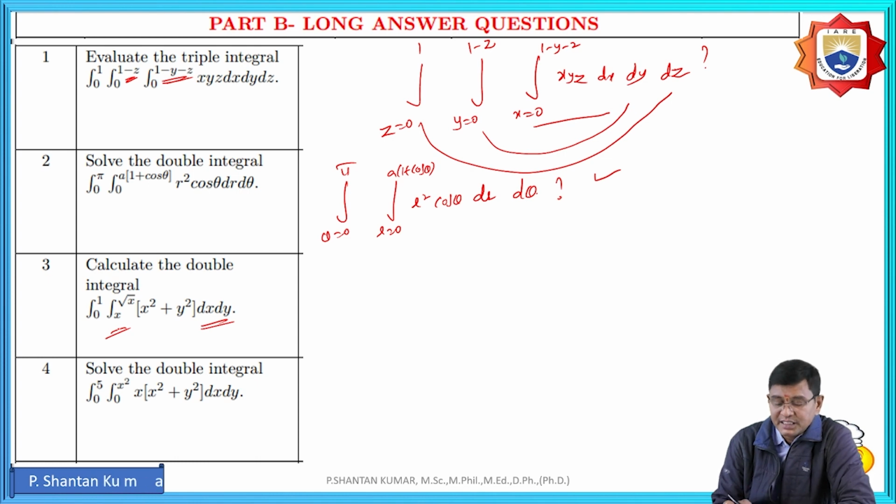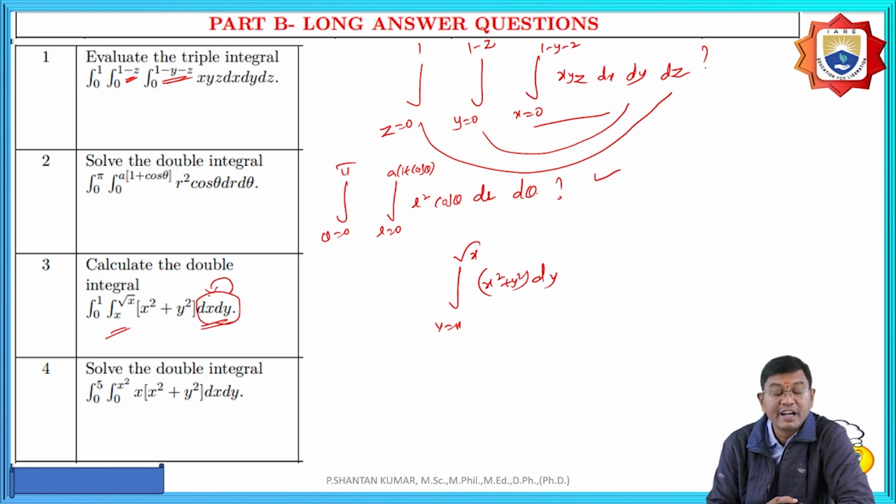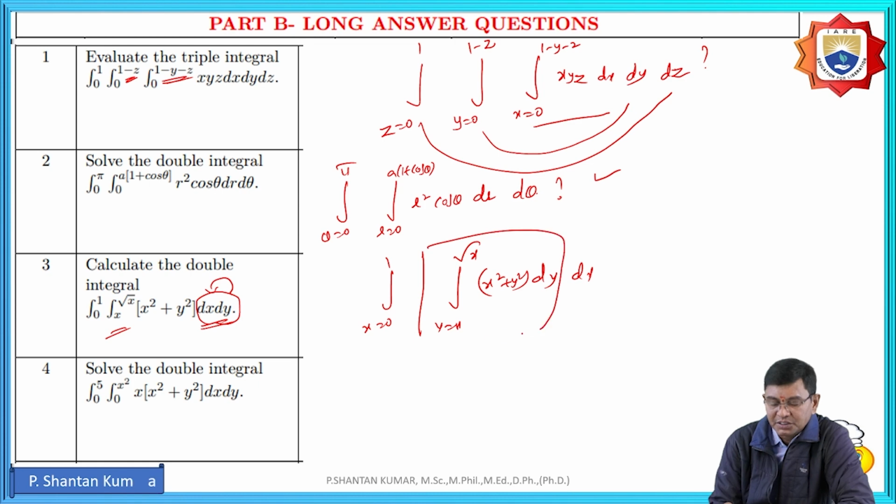And next one, calculate the double integration, and here also x comma y is given. With respect to x, we need to assume that y is equal to x square to root x, of x square plus y square with respect to y. Here the order is not given, so we need to change it: y first, and again after that with respect to dx only. And x is equal to 0 to 1, dx only, and we need to find the solutions.